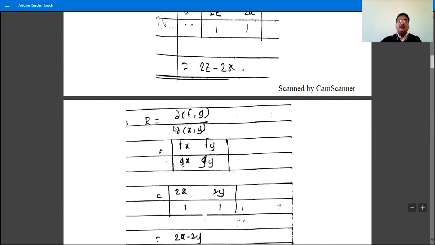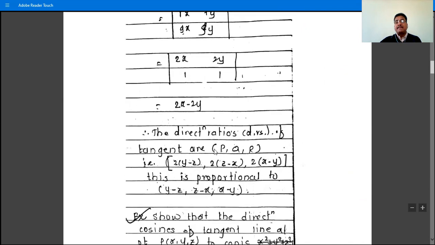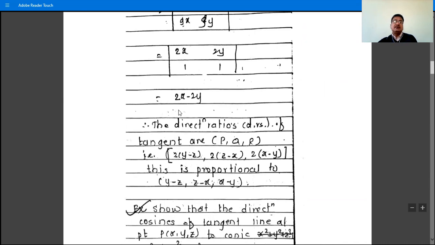Then R is what? The Jacobian of f, g with respect to x, y, that is the determinant with rows fx, fy and gx, gy. fx is 2x, fy is 2y, gx and gy are 1, and so we get 2x minus 2y as the determinant.